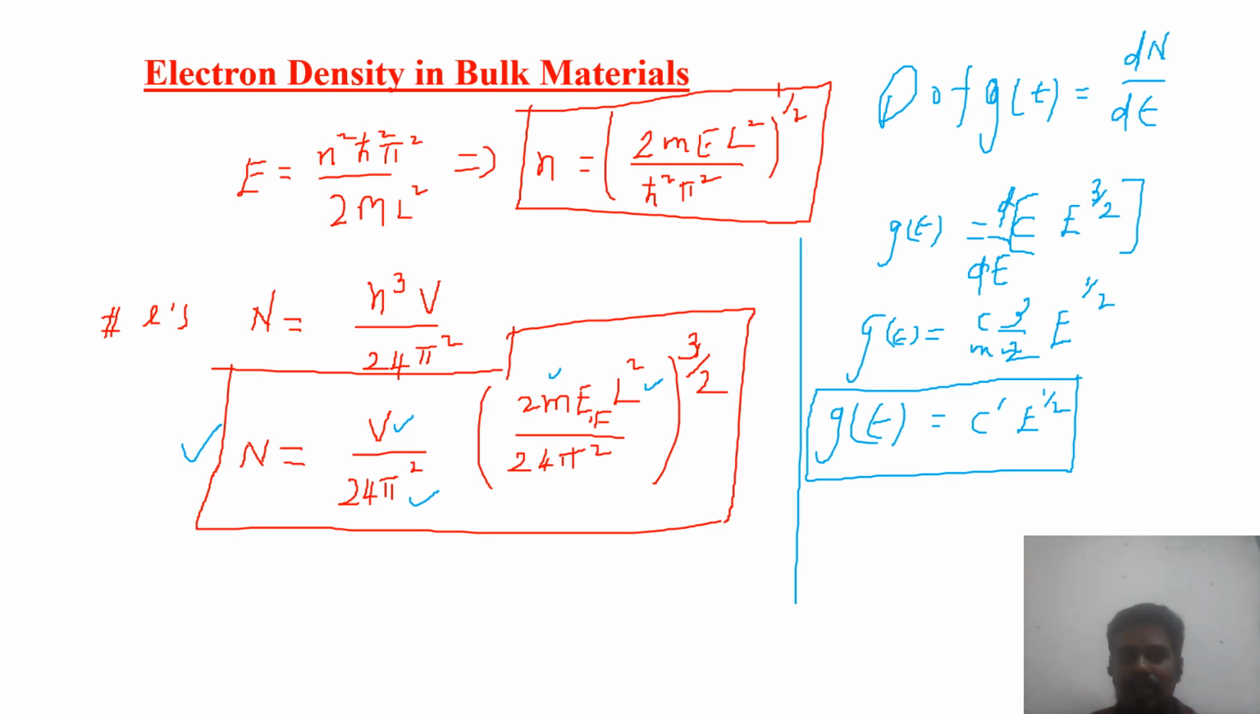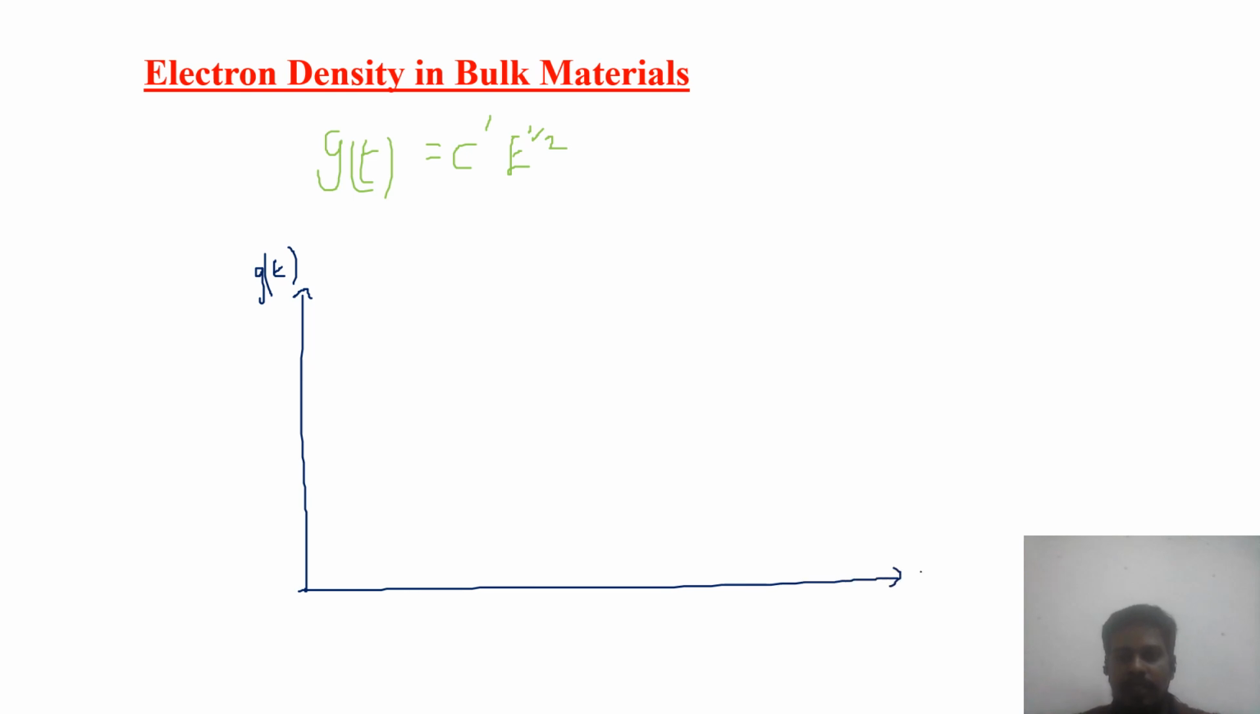So now we need to plot this one. How can you plot it? We have the expression for the density of states, g of E, is equal to some constant times E power of, a square root function of energy. So draw the y-axis as the density of states axis, G of E. Then the x-axis is the energy, the allowed energy of the electron, E. It will vary as a square root function, so it will go like that.